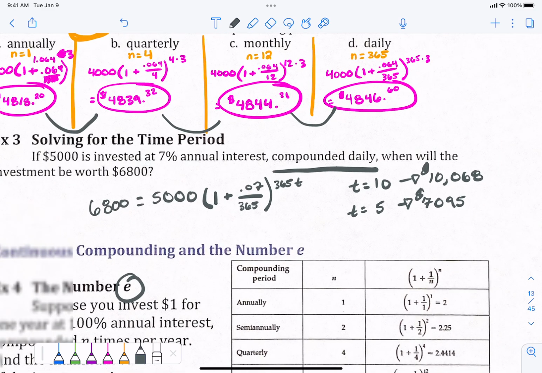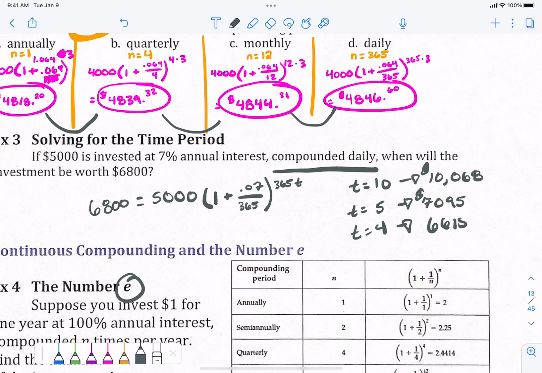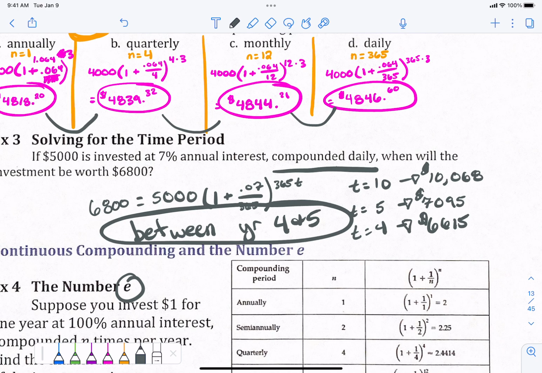Let's do 4. What's the 4th year give you? 6615. Okay, so when will it be 6,800? Sometime between the 4th and 5th year. So I'm going to say between year 4 and 5. That's what we want. Okay? Between the 4th and 5th year, we'll give you $6,800.